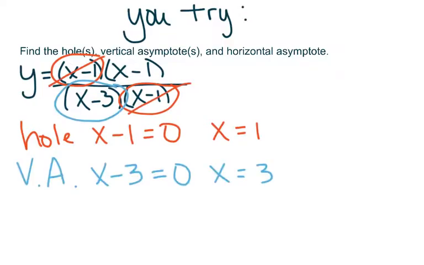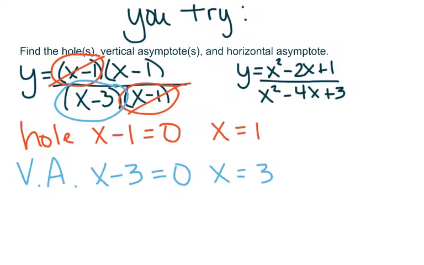So remember, a vertical asymptote is wherever you have another factor other than the hole, just on the bottom. So I circled it in blue. It's that x minus 3. I set it equal to 0. It equals 3. And now I need to find the horizontal asymptote using the chart.